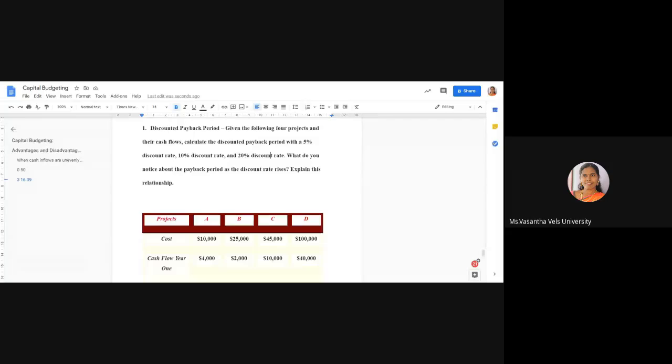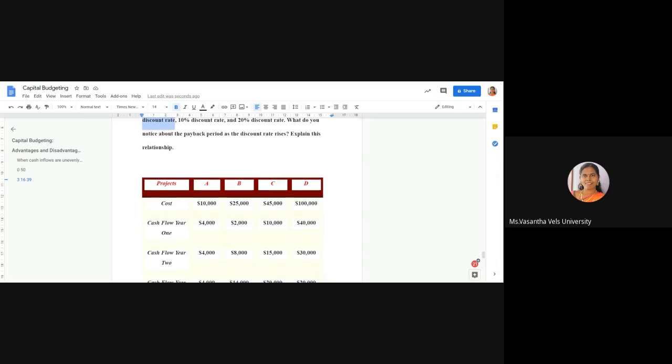Given the following four projects and their cash flows, calculate the discounted payback period with a 5% discount rate. This is important: 5% discount rate, 10% discount rate, 20% discount rate. What do you notice about the payback period as the discount rate rises? Explain its relationship. Okay, so this is the cost, the initial investment. You should note this amount. Okay, I will highlight it.